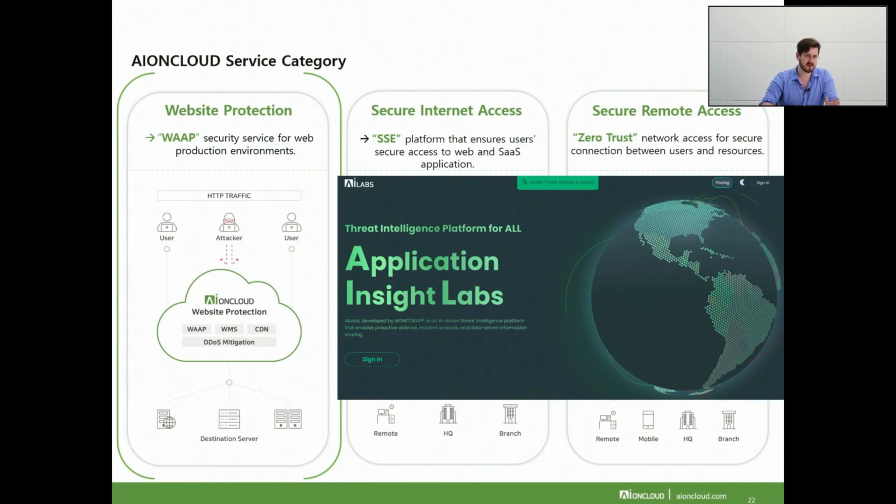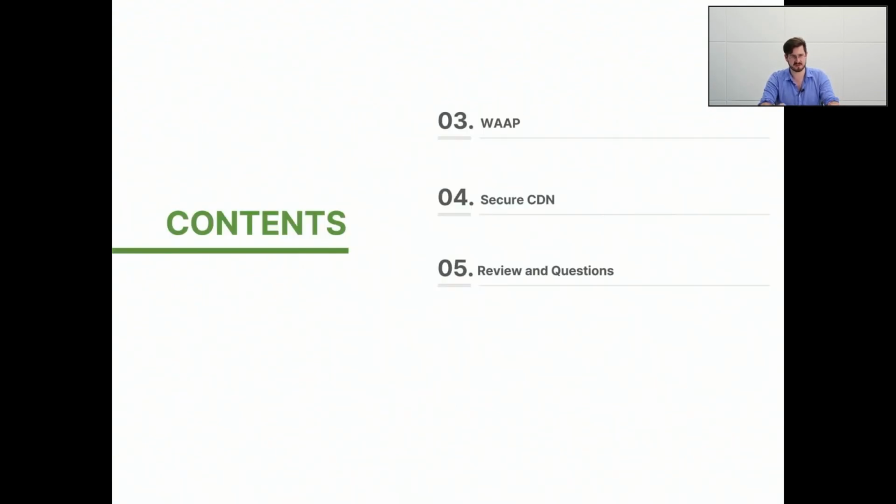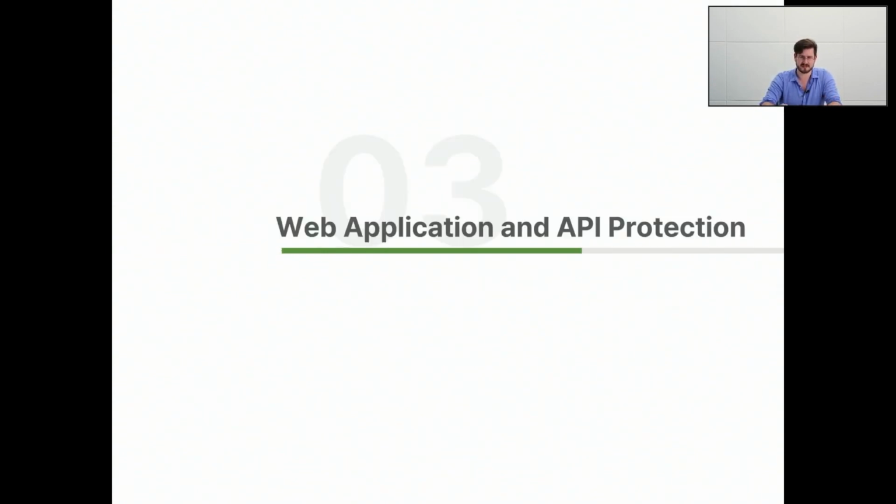But back to our topic of website protection, there's a lot to cover, so let's break down how we'll approach this service. First, we're going to talk a little bit about our WAP, why we need it, and then go into detail on how it's used and how to set it up. I'm also going to discuss our secure CDN, and then we'll go over questions at the end. So we're almost done.